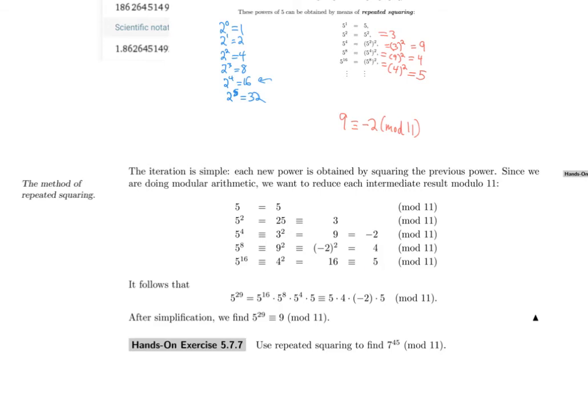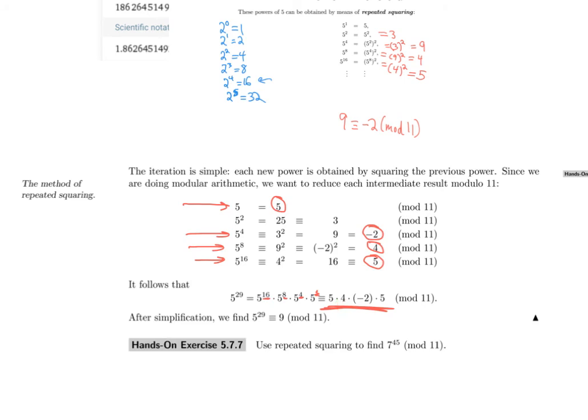Now, which ones of these do we need? Well, remember, 29 is 16 plus 8 plus 4 plus 1. So we need the 16, the 8, the 4, and the 1. So we need just these 4 numbers. And we're multiplying these all together because remember, this is all multiplication. All right? Now, I want you to just do this as a quick mental exercise. What is 5 times 4 times negative 2 times 5 mod 11? Do it one little bit at a time.